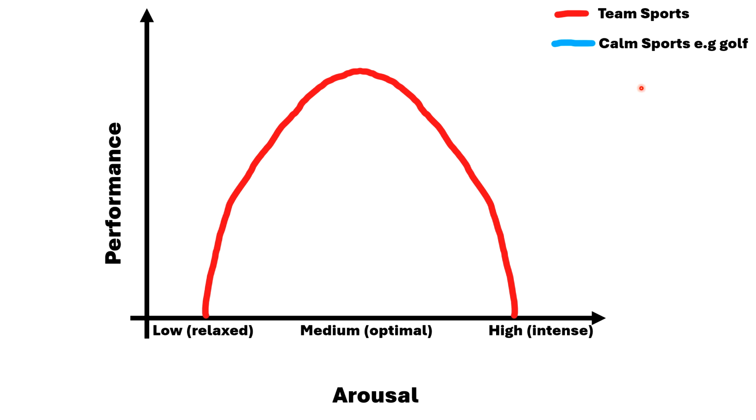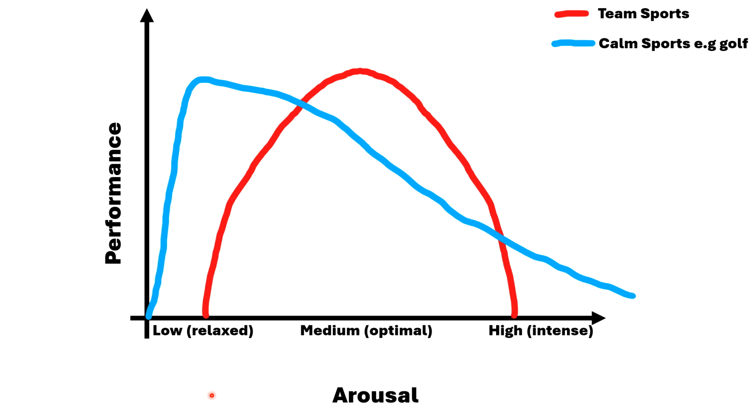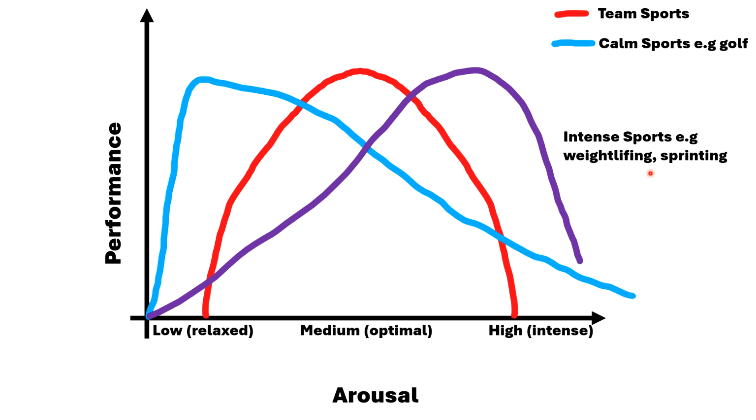Now, calm sports, it's less about the physical and more about the concentration, and so we're going to want to have less arousal. We don't want the arousal to be too low either, because then we can't even focus on the golf, but we don't want it to be high, certainly not. Now, for intense sports, it's going to be the opposite. We're going to want to have a lot of emotion, arousal, perhaps rage to help us lift. We don't really need the lower arousal in order for us to think.